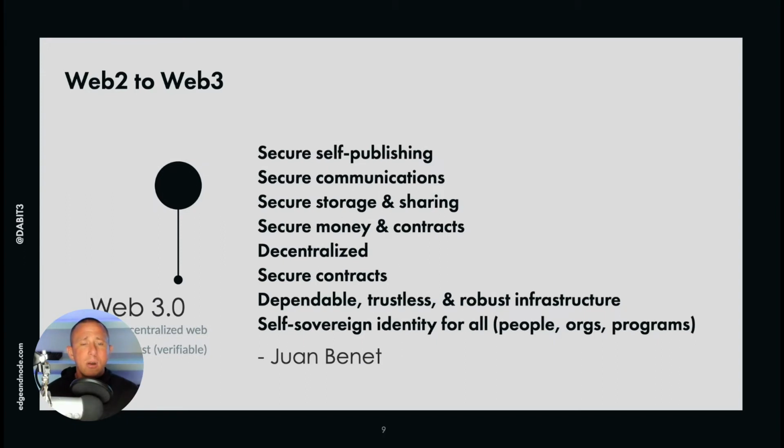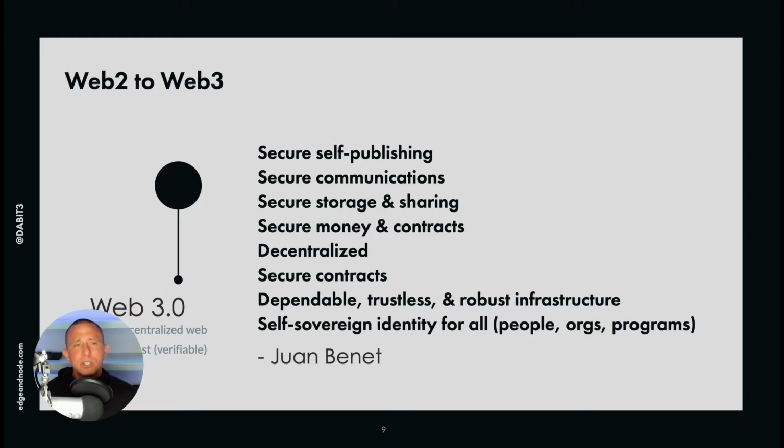Web 3.0 has all of these different characteristics: secure self-publishing, secure communication, secure storage and sharing, secure money and contracts. It's decentralized, with secure smart contracts, dependable, trustless, and robust infrastructure, and self-sovereign identity for all people, orgs, and programs. Now, a few of these characteristics are part of what Web 2 is, whereas some of these are only unique to Web 3. And the way that we get there is a lot different, though.